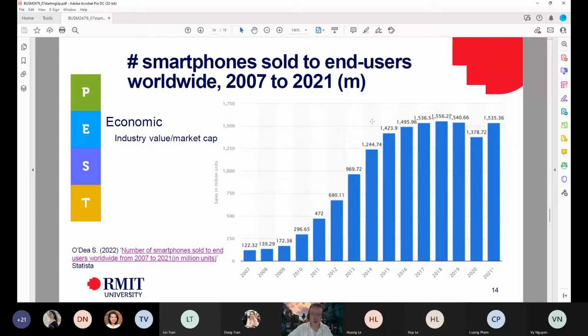So again, when you do your PEST analyses, start looking for your quantitative evidence, and there's lots out there. There's lots and lots of business reports that are available to you, reliable ones that you can see free or via the RMIT library. So I'm expecting to see evidence and numbers and up-to-date numbers when you're talking about economic factors.